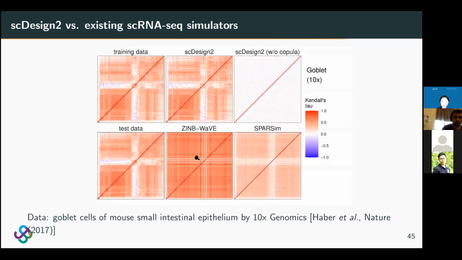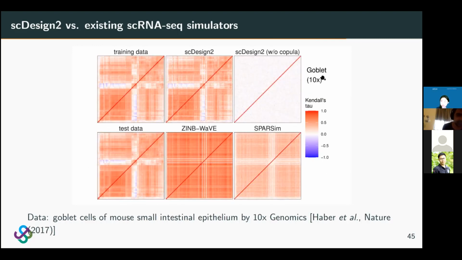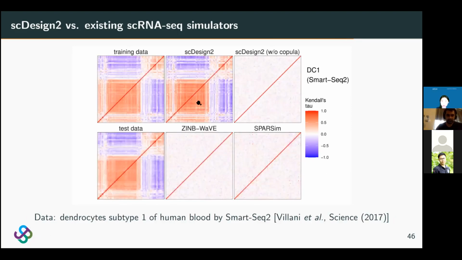So probably this can give you a better sense, the heat map. This is the heat map of the gene-gene correlation matrix. This is the training data used for training simulators. This is test data. And this is the heat map output by scDesign2 synthetic data, without copula, no correlations at all, ZINB-WaVE and sparse-ZIN. So we see that our heat map most resembles that of the real data. And that's for one data set, one protocol. This is 10x genomics, and this is for SmartSeq2. Again, the same conclusion holds visually.